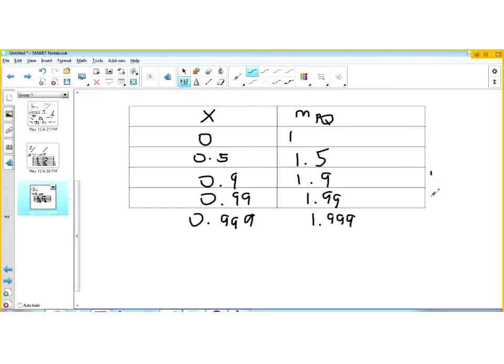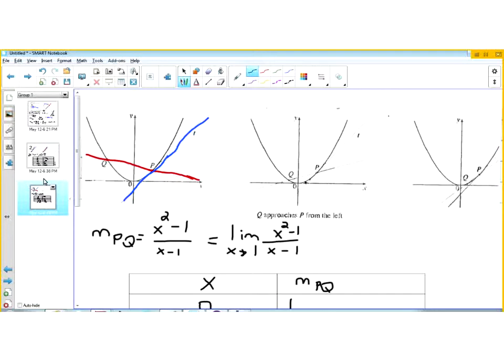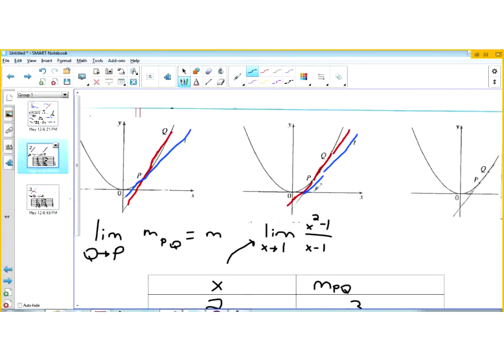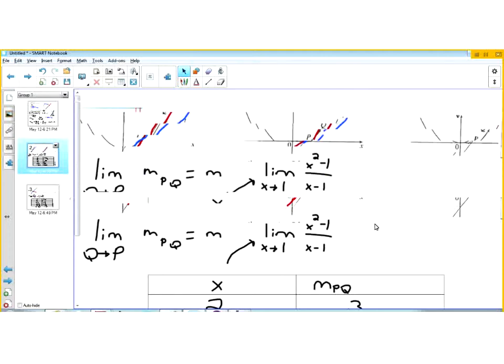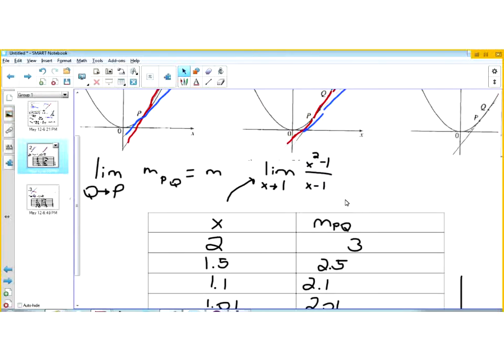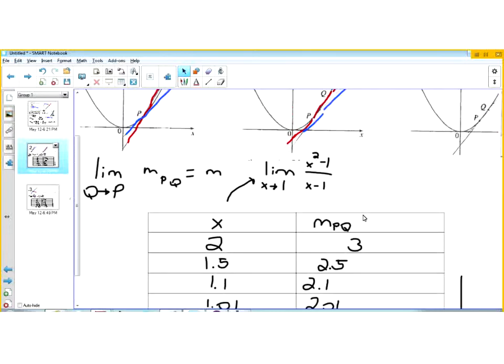All right, now look at the pattern as x gets close to 1. What do you observe in the output values of the slope of the secant line? Well, they're getting pretty close to 2. So we have an important conclusion to draw here. No matter which direction we approach P, either from the left or from the right, it appears that the slope of the secant line approaches 2 in both cases. So no matter which angle of attack, from the left, from the right, the secant line slope converges to 2.